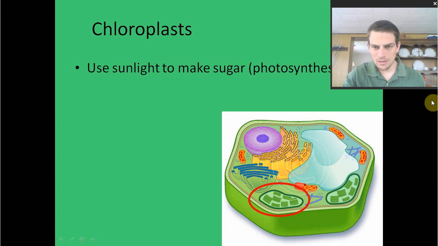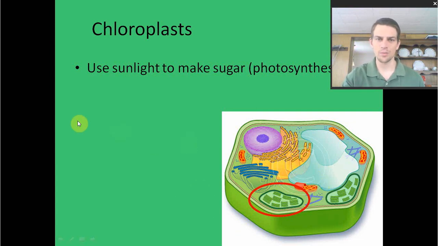So you can see here we have these chloroplasts. They look kind of like the mitochondria, but rather than having a squiggle inside, they have like stacks of pancakes inside. Another thing that looks like stacks of pancakes. And this is a diagram of a plant cell now, by the way.